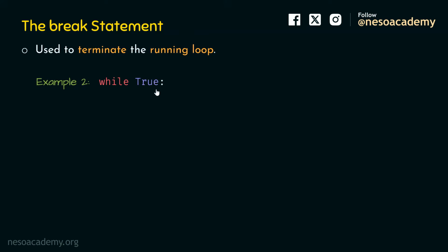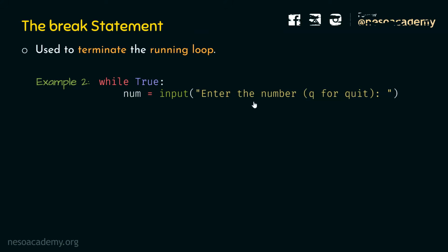Now within this while loop, we need this line to accept user input. num equal to input, "Enter the number, Q for quit". This prompt will be printed on the screen and the user will provide the number after this, or maybe the user will provide Q to quit. So we are providing this choice also. Here the input function will receive the input and that input is provided to num.